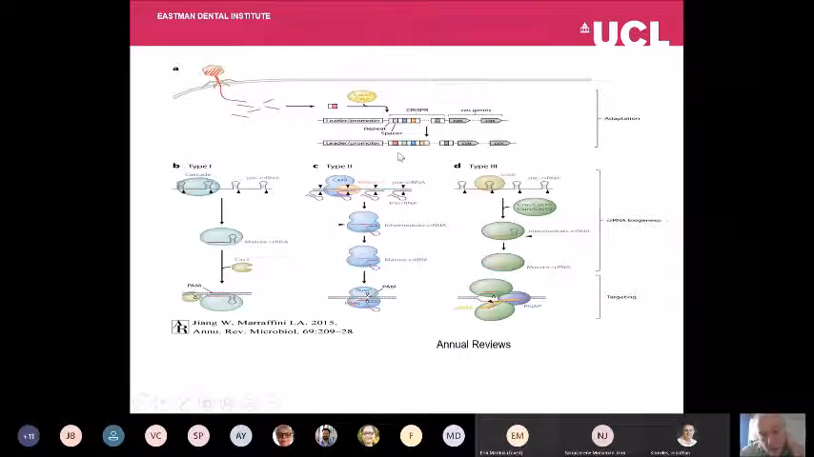There are different types of CRISPRs, but I'm only going to talk about type 2, because this is the one that's been used mostly in genetic engineering and synthetic biology. This is the so-called adaptation phase, in which new invaders or fragments of new invaders are incorporated into this array. Next is the CRISPR complex biogenesis, which is shown here.